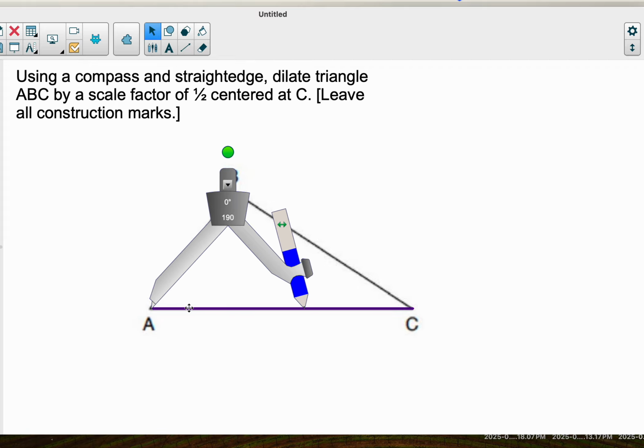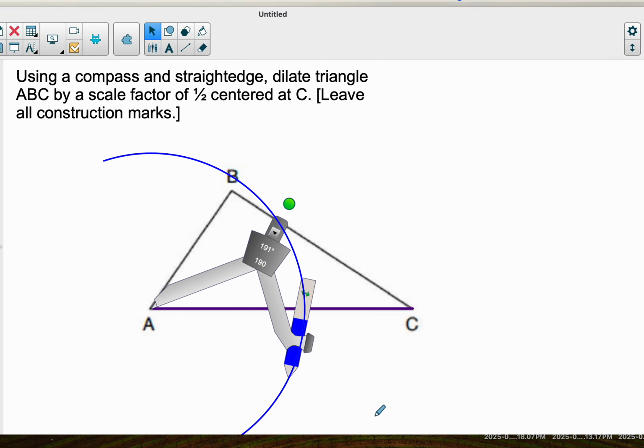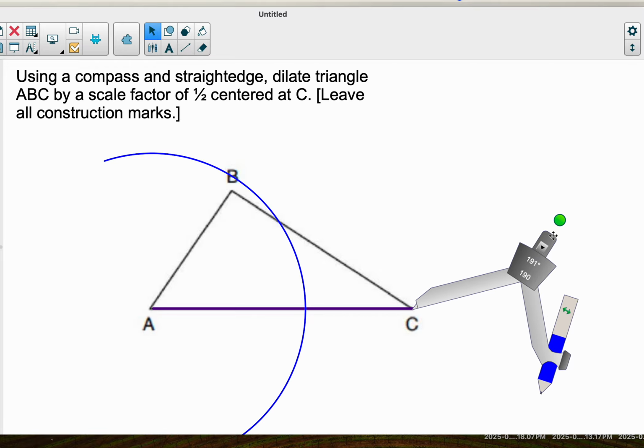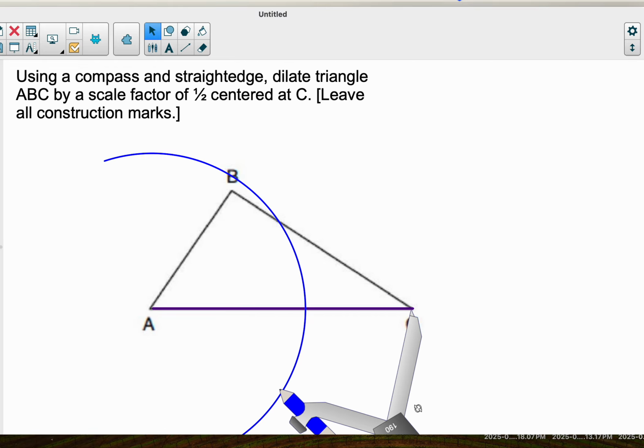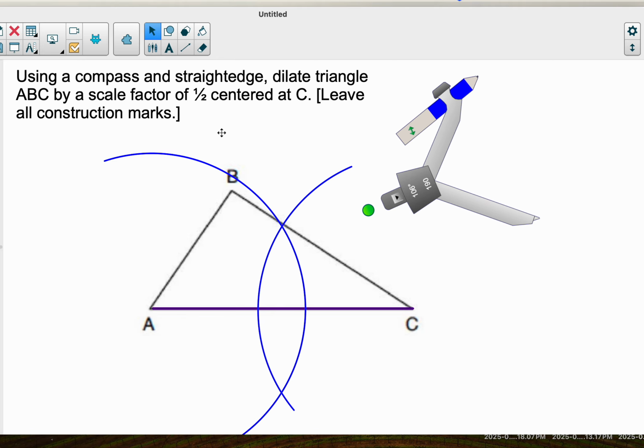It doesn't matter how far you open your compass. You can match it exactly to point C. You just need to open it more than halfway down the line segment, and then make an arc above and below. And then we're going to go over to point C. You could make full circles if you want, but I'm just making arcs. And through that intersection, you can draw your perpendicular bisector.